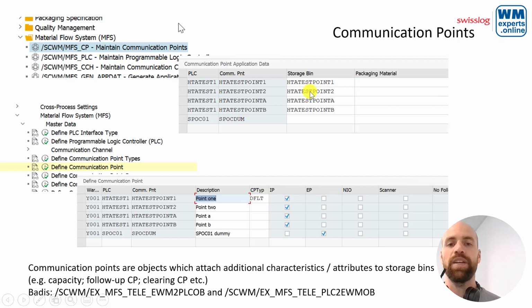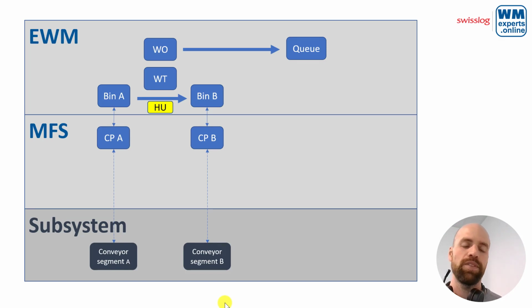This mapping can be done manually one by one, or there are also BAdIs. If you have hundreds of communication points, if you have, for example, in a high bay, hundreds of bins which need to be mapped, then you might just want to use a BAdI and convert the string which reflects the storage bin in EWM to the communication point and vice versa. I gave you the BAdIs here also on the slide. That was the first important object. Remember, communication point.